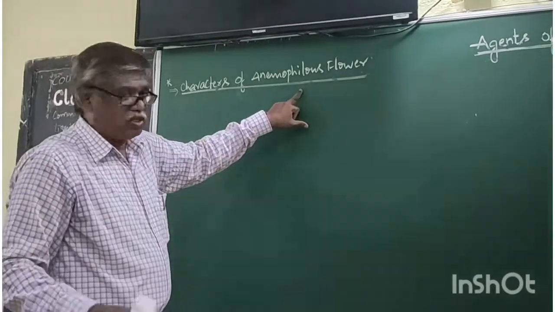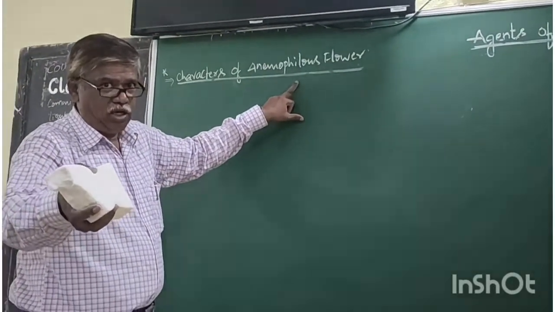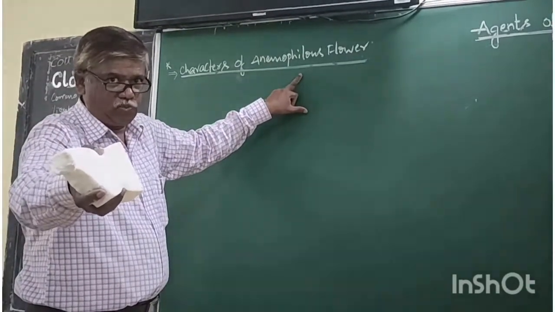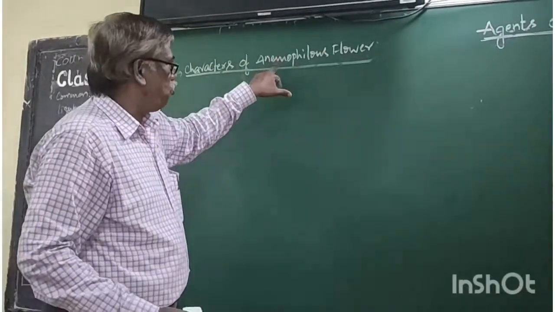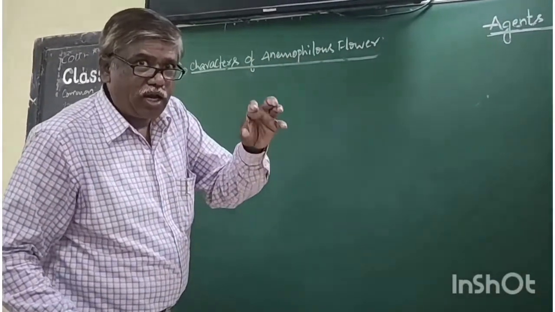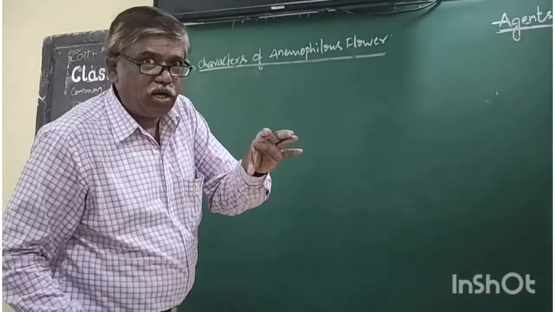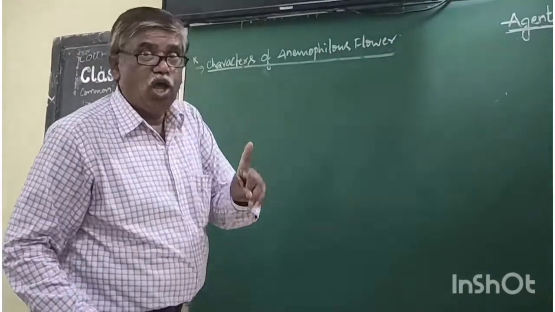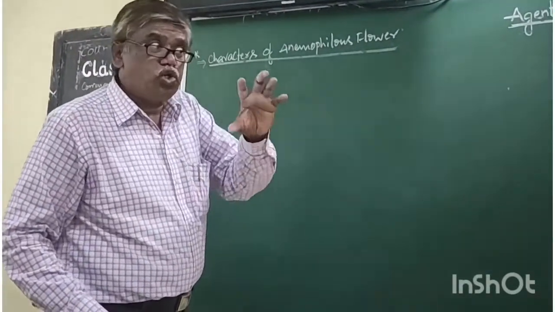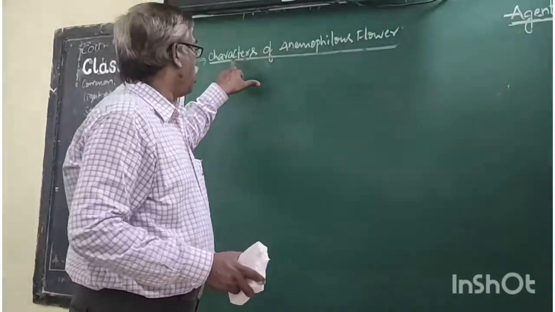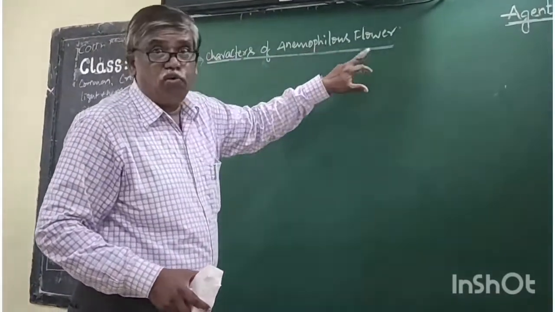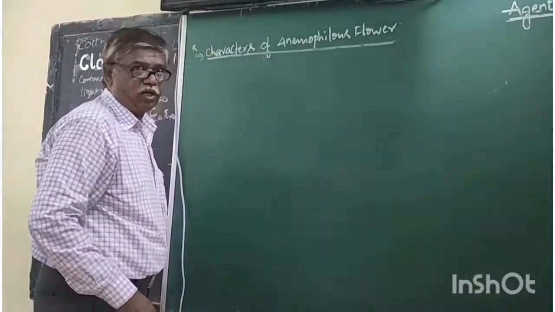And now, on this occasion, I want to say something. Right. We are discussing the character of the flower, not the character of wind. Which flower? The flower which shows wind pollination. That is the characters of anemophilous flower. Now, one by one. Right.